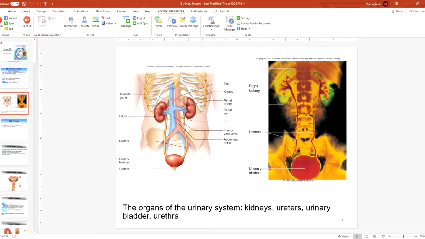If you look at this diagram, you'll notice right away that the left kidney is higher than the right kidney. Okay? And here you can see again, each kidney has its own ureter. Here's one ureter, here's another, and it conveys that urine down to the urinary bladder and then out through the urethra.